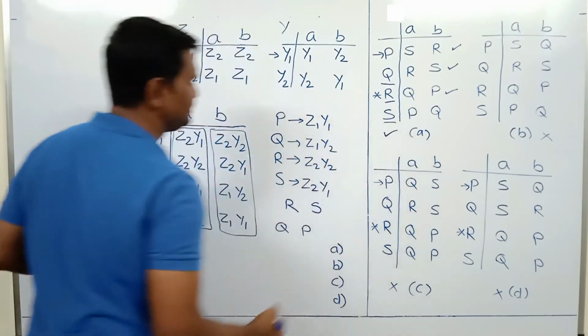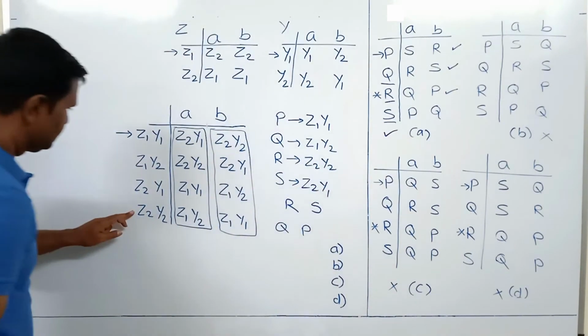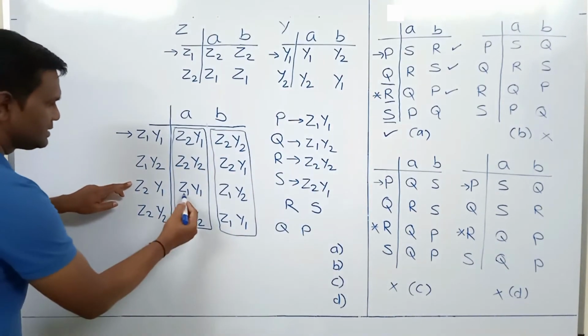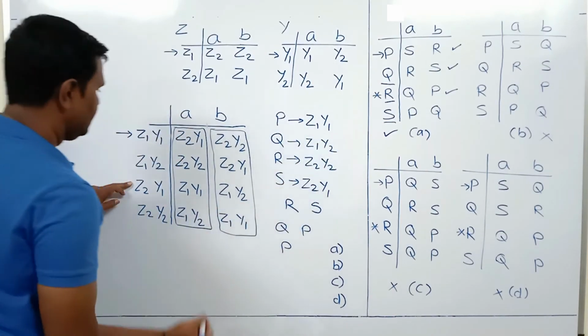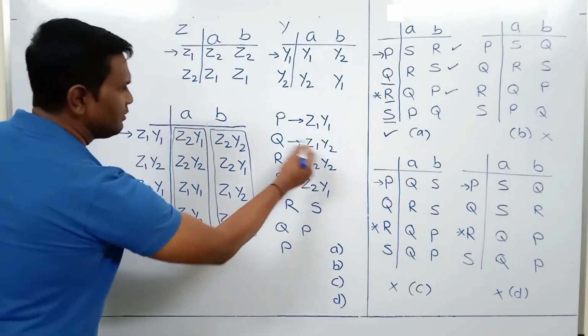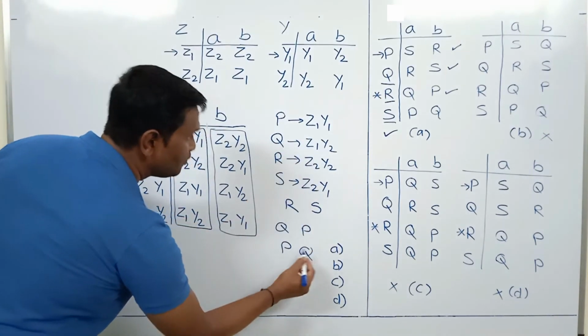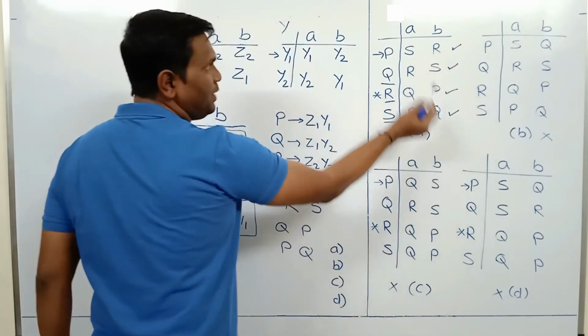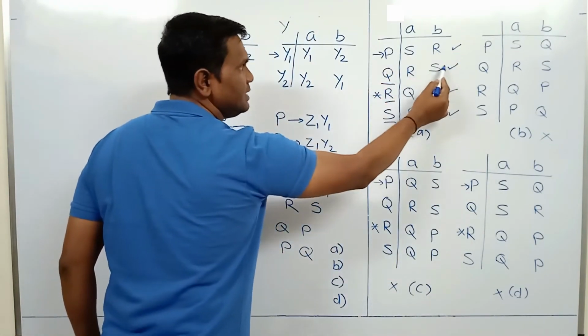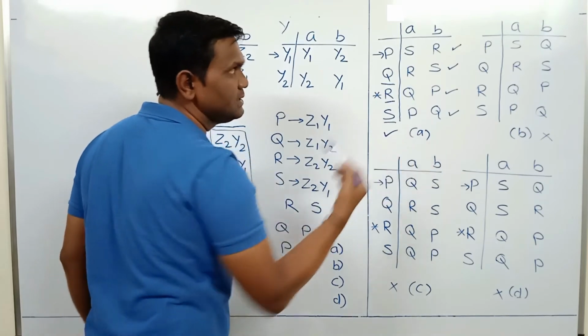Let's check S. Z2 Y1. Z2 Y1 is here. Z1 Y1. Z1 Y1 is P. Z1 Y2. Z1 Y2 is Q. PQ. PQ. This transition is consistent. So assuming these transitions are correct, these transitions are consistent. So option A is correct.